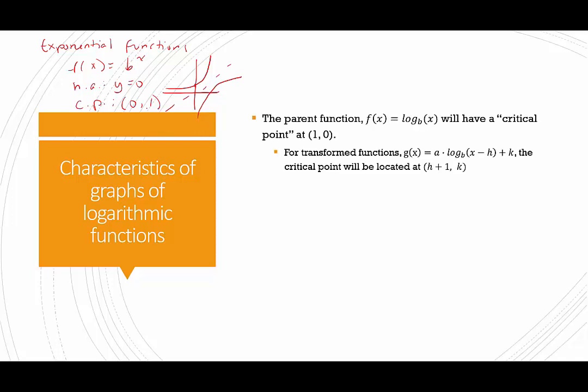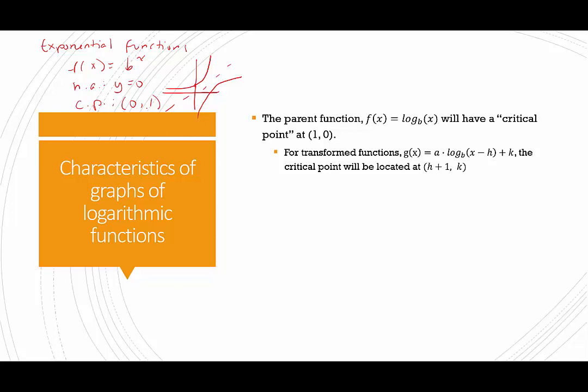So the parent function f of x equals log base b of x will have a critical point not at (0, 1). Remember, it's the inverse, so we switch x and y: at (1, 0). For transformed functions, g of x, we would have a times log base b of x minus h, plus k, where the critical point is located at (h plus 1, k). So that's where that critical point is going to be.